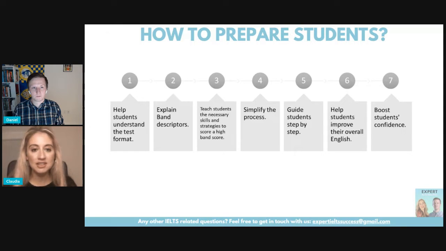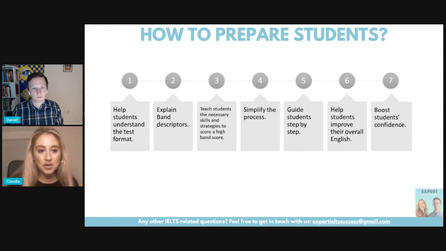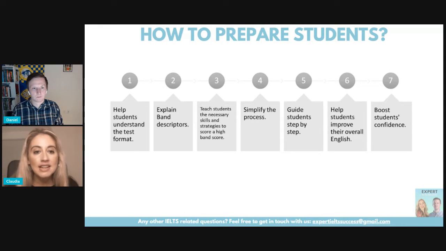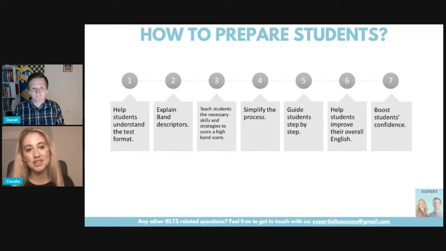As we've just mentioned, if they don't know the band descriptors, they will waste time on things that don't matter. And a lot of these students are under pressure as well. And then teaching them the necessary skills and strategies. So this is where you have to teach them how to write a better essay, but also how to write an IELTS essay, because it is a little different to just a normal academic essay.